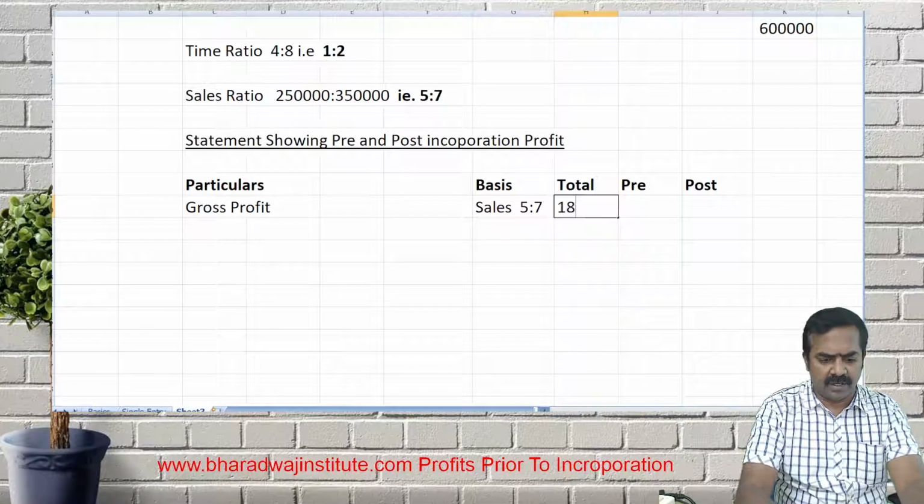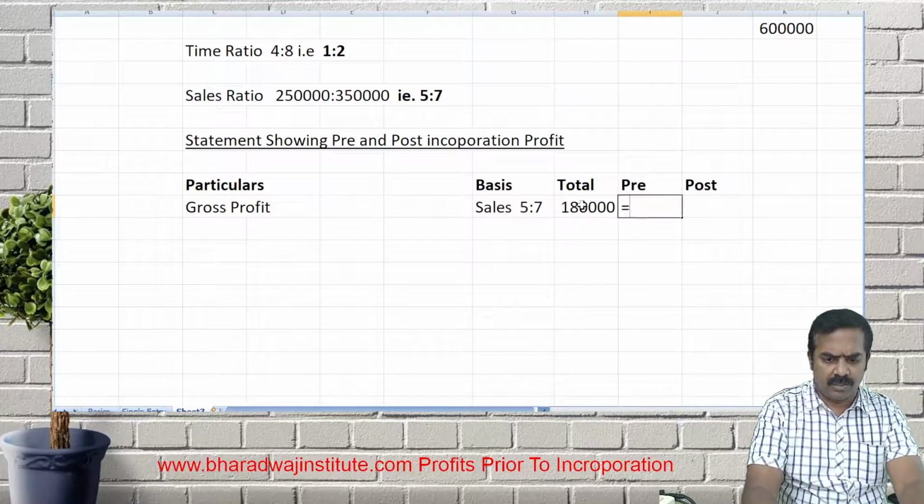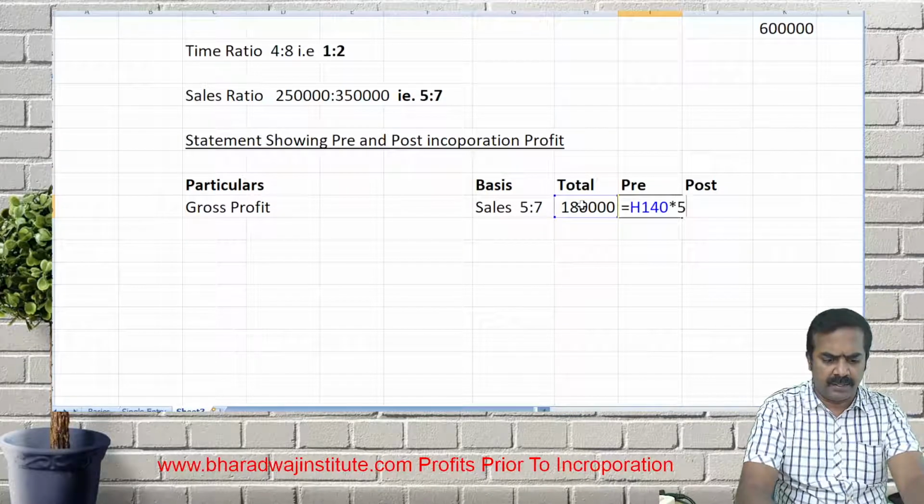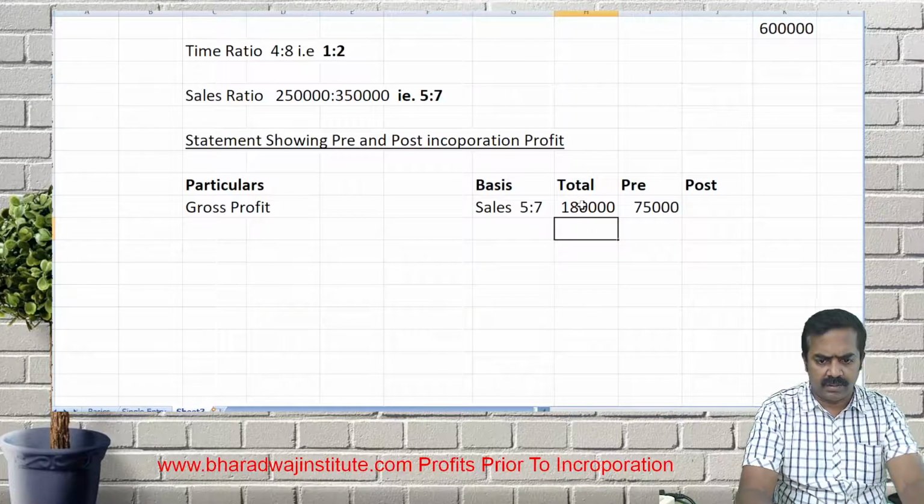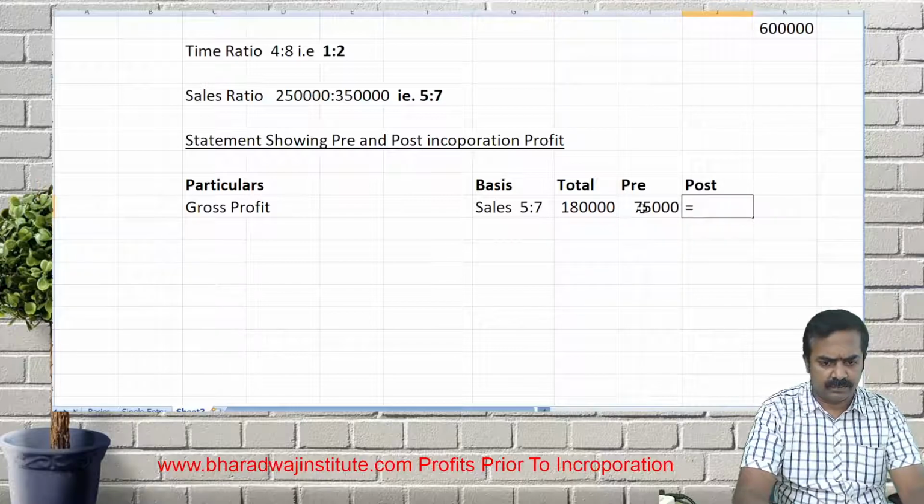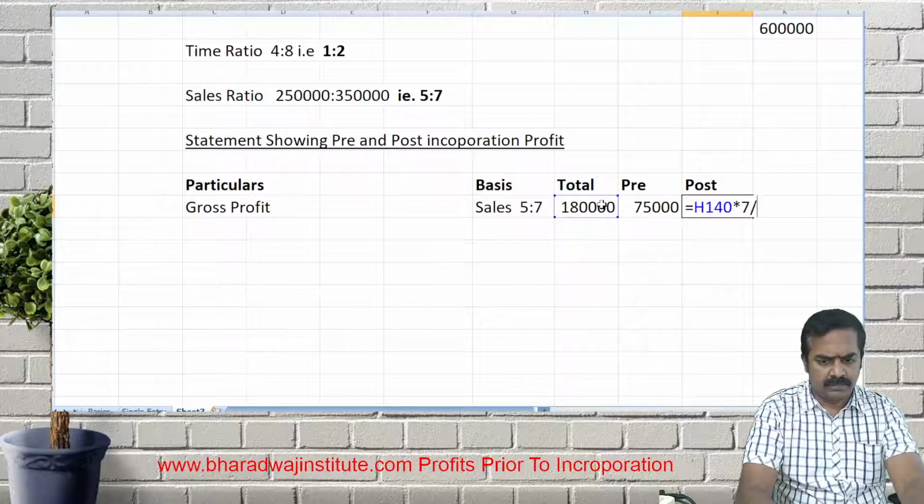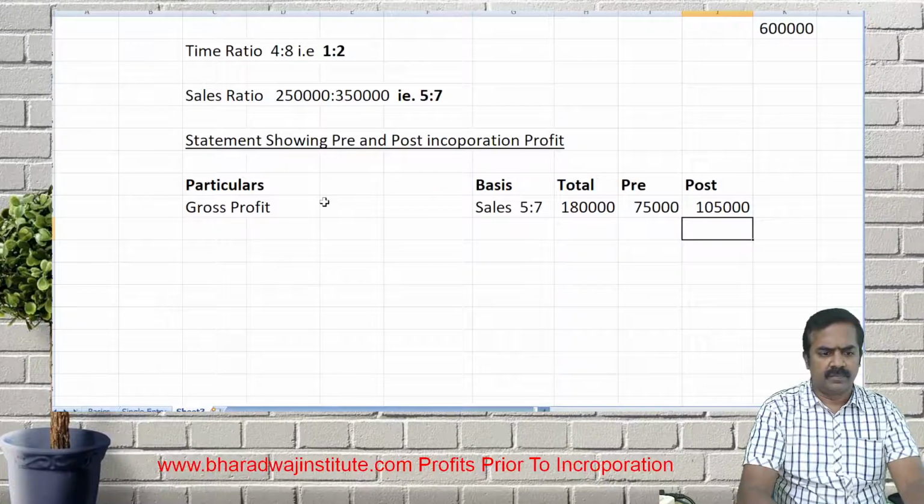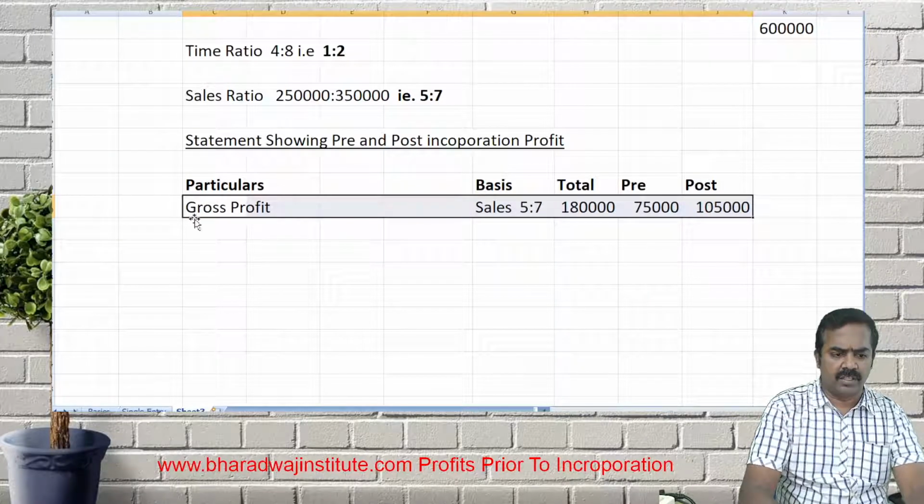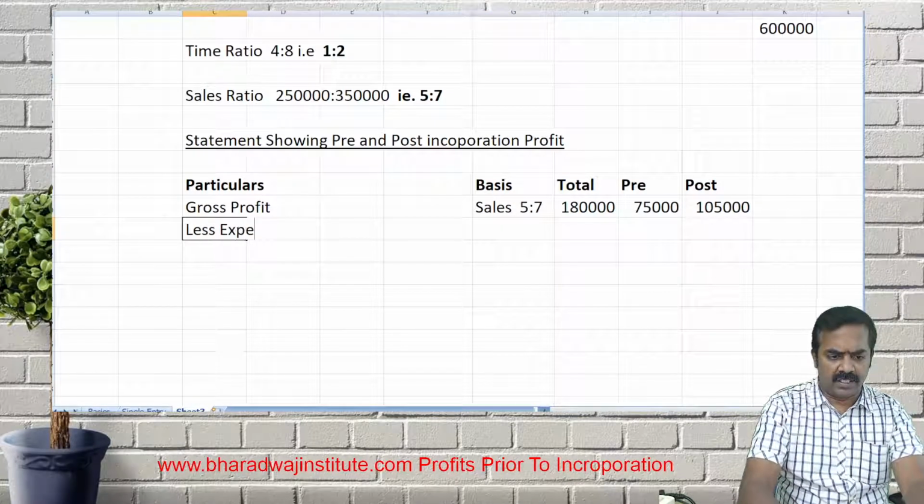What is the total given? 1,80,000. So 1,80,000 into 5 by 12, and 7 by 12. Any other incomes given? No other income. Less expenses.